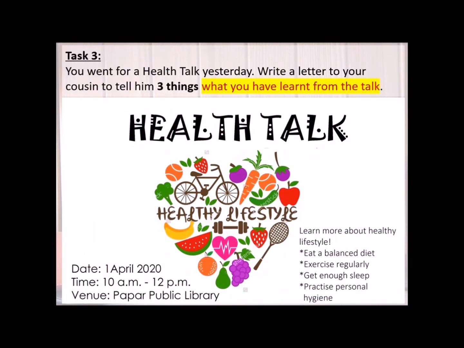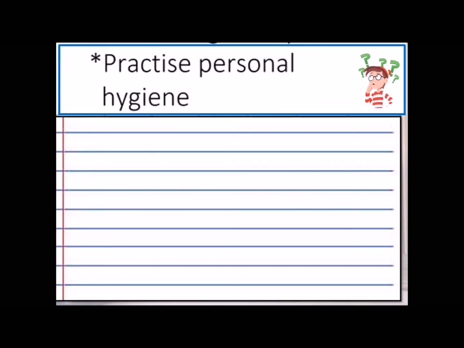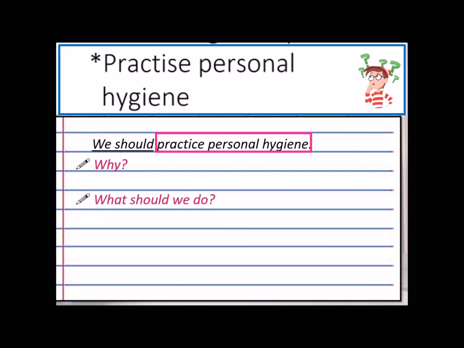If you still remember, there are 4 things mentioned in the poster. We have discussed the first 3. What about the 4th one? Practice personal hygiene. Let's do some brainstorming on what we can add to tell readers more about personal hygiene. Let's do this. We should practice personal hygiene. To add details, we can explain why. We can also give examples on what should we do.